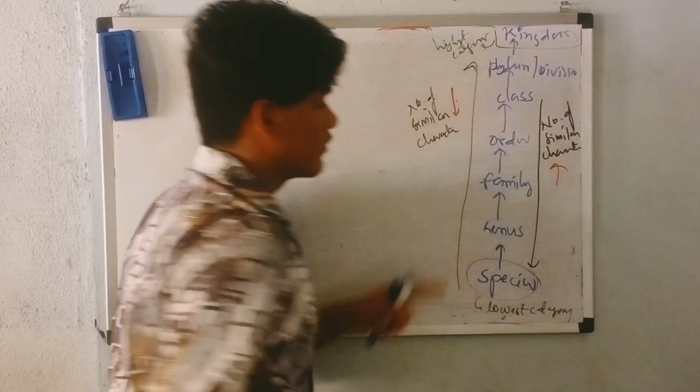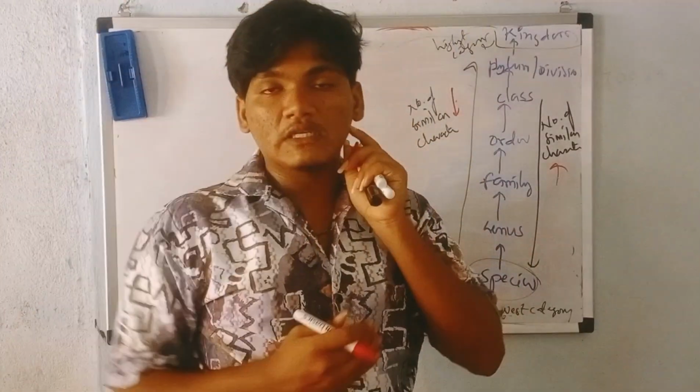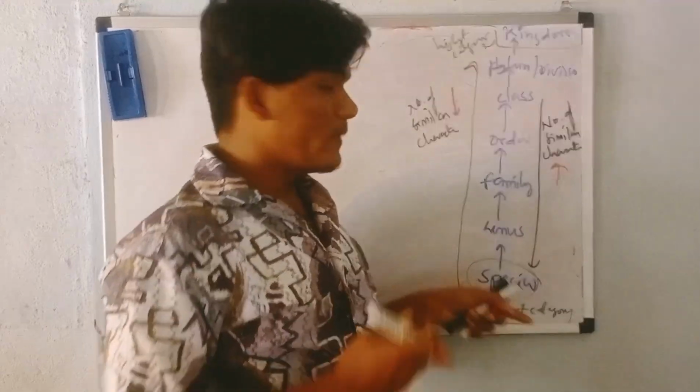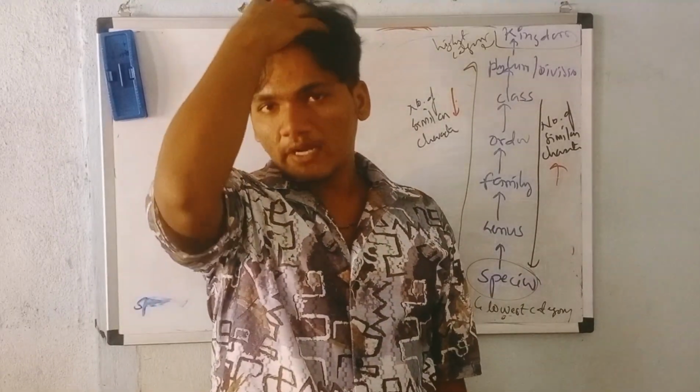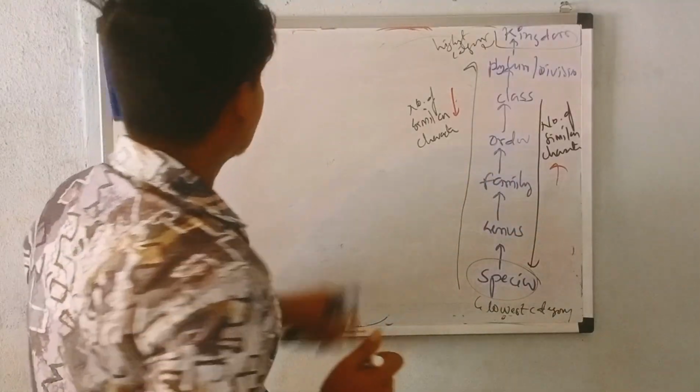Very important. So when we go from species to kingdom, the number of similar characters decreases. When we come from kingdom to species, what happens to the number of similar characters? They will increase. So very important. Now we talk about genus.